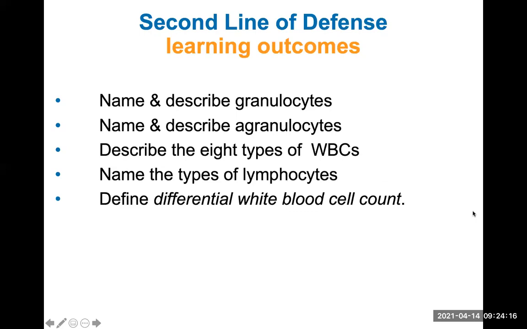Right, welcome back for part 2 of the innate immune system, chapter 16. In this section, we're going to talk about the different types of white blood cells. Some of those are called granulocytes, some of them are called agranulocytes. We're also going to differentiate lymphocytes from the other white blood cells. White blood cells are leukocytes, and some leukocytes are lymphocytes. So we'll talk about that.